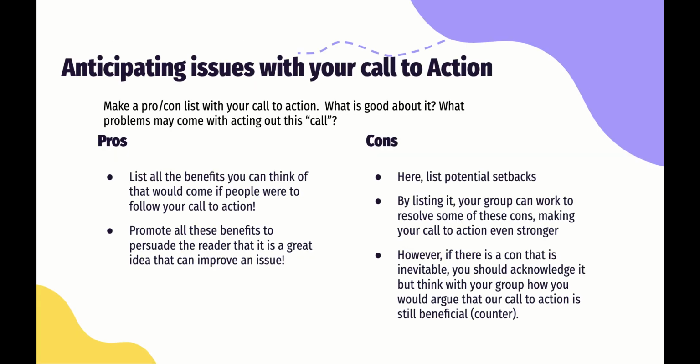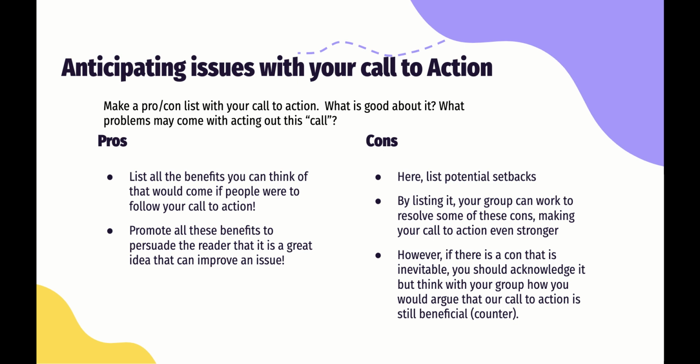And I think it's good when you are doing this brainstorming and putting your call to action together to make a pro con list with your call to action. What is good about it? What problems may come with acting out this call? So, like the pros, list all the benefits you can think of that would come if people were to follow your call to action. And you should be promoting all these benefits to persuade the reader that it is a great idea that can improve an issue.